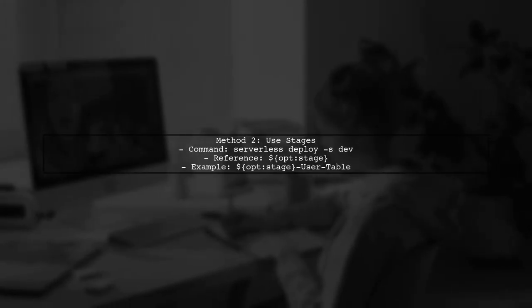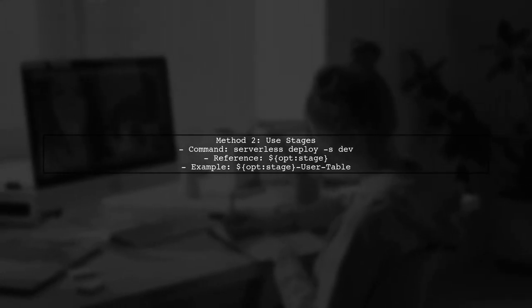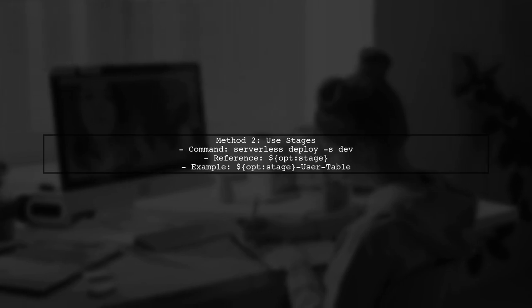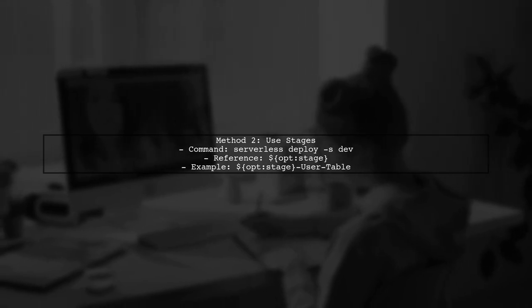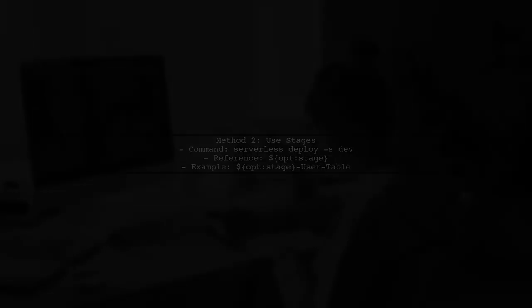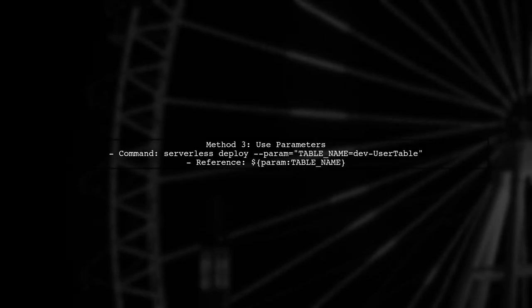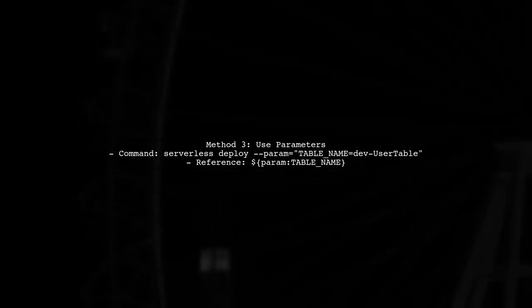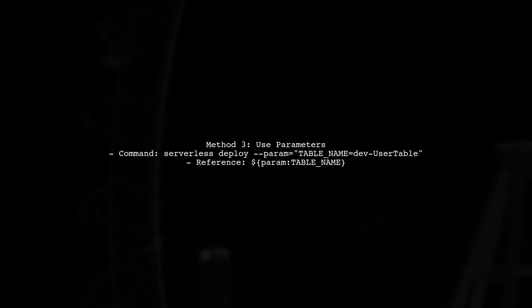Second, you can use stages within a single serverless.yml file. Deploy with a stage variable like serverless deploy --stage dev and reference it in your YAML. Third, if stages aren't enough, you can pass parameters using --param. This allows you to set key-value pairs directly in your YAML.